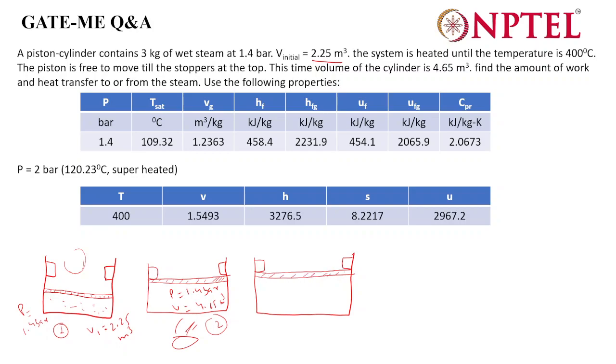Yes, sir. So it is a constant volume process till the pressure is... they haven't mentioned it here, but in the steam table they have mentioned the pressure is 2 bar. So we will say pressure is 2 bar. So volume is the same, 4.65. Is it clear or not?